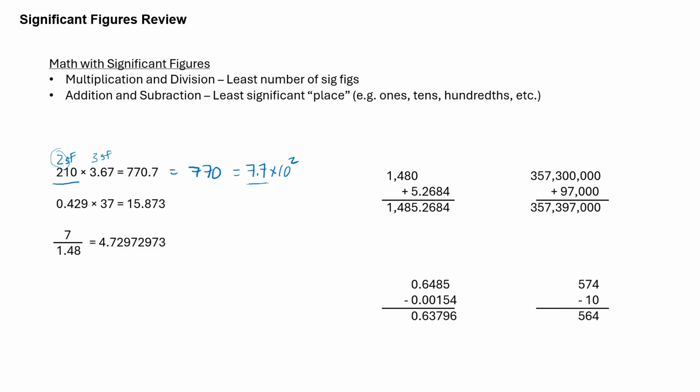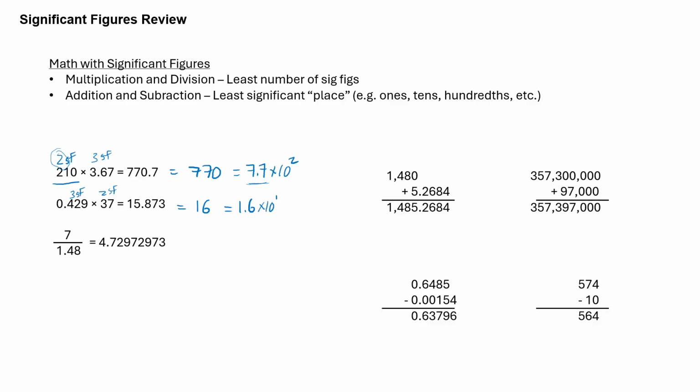My next problem, 0.429 times 37. Well, 0.429, this 4 and the 2 and the 9 are significant digits, so that is 3 sig figs. And 37 has 2 sig figs, and I'm multiplying, and so 3 sig figs times 2 sig figs, my answer can only have 2 sig figs. So 2 sig figs, 15.873 is what my calculator tells me. Well, if I write that with 2 sig figs, it's not 15, 15.8 would have to round up to 16. So that is the answer with 2 sig figs. Or you could put 1.6 times 10 to the 1 if you wanted.